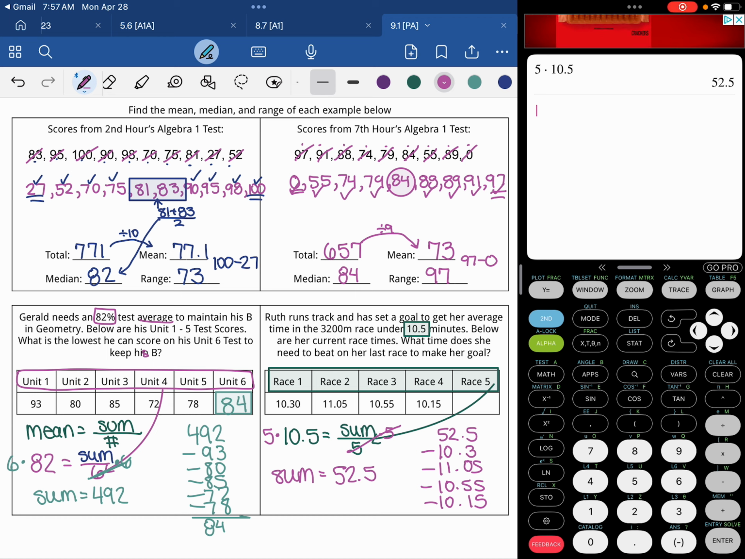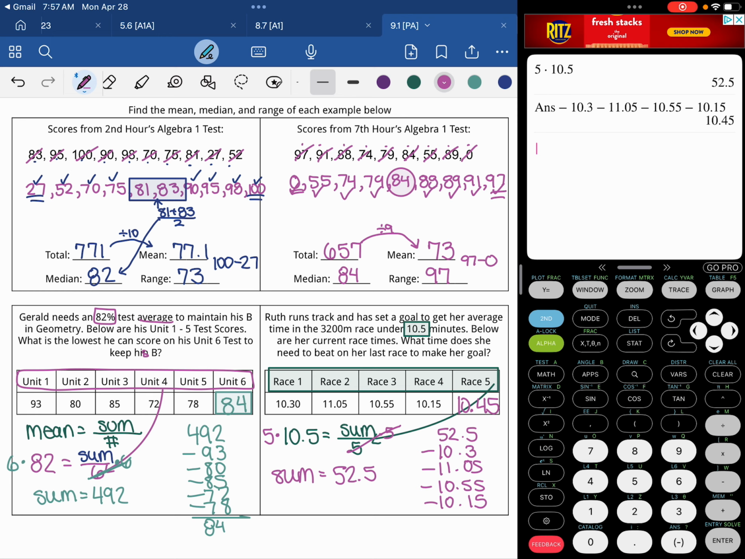Now, you do not have to write that all out. You could just do it in a calculator if you wanted to. But you need to write it out on your notes so that you know what you're doing. And I got 10.45 minutes.